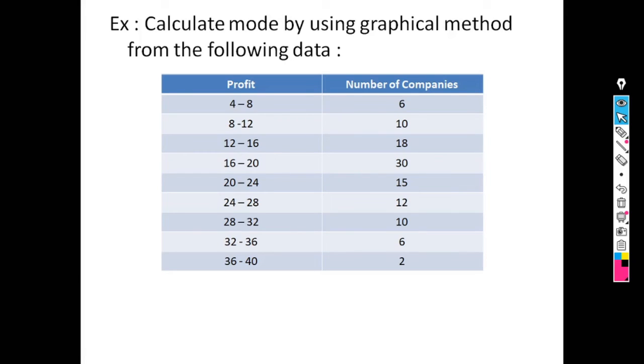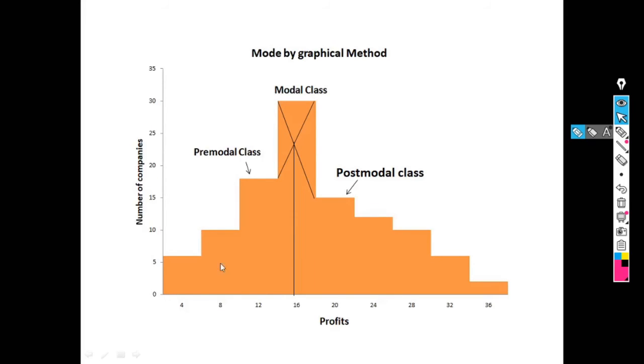So we have to draw histogram of this data by taking profit on x-axis and frequencies, means number of companies, on y-axis like this. So this is the histogram, profits on x-axis and number of companies on y-axis. This is the first step, and in our first chapter we already saw how to draw the histogram.